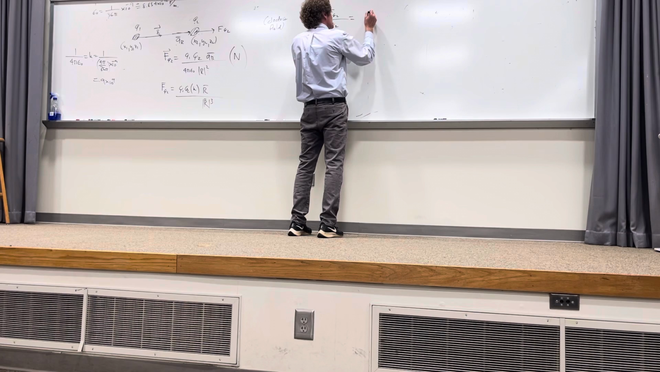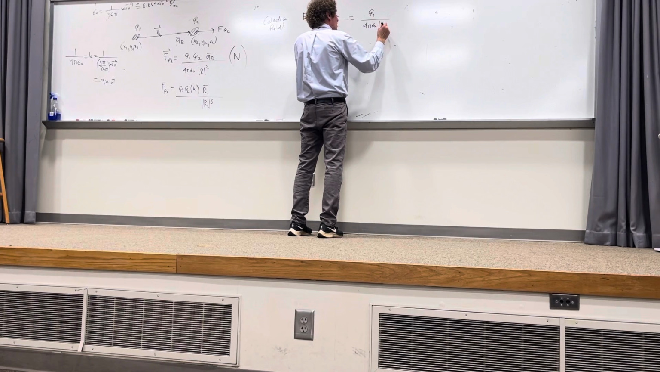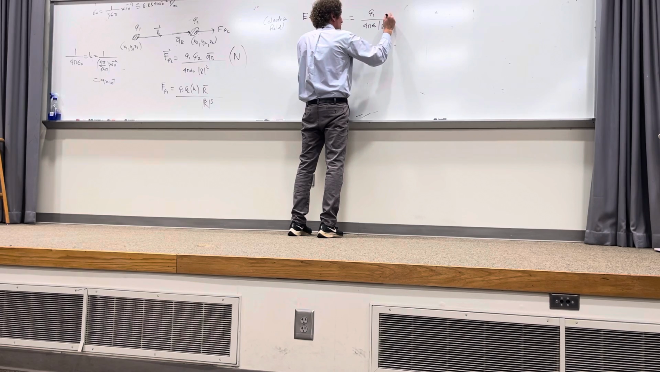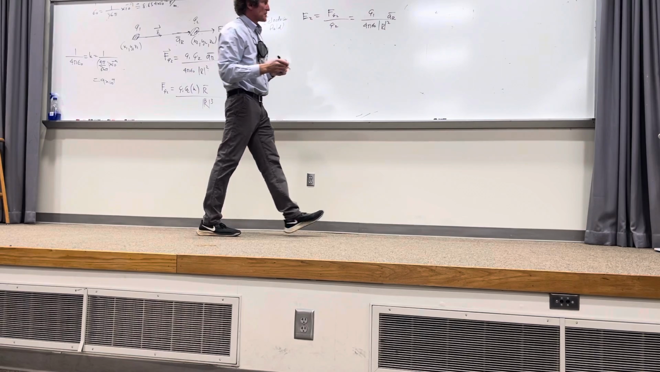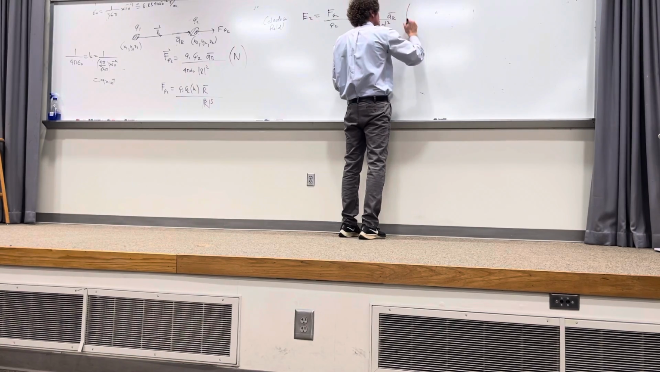And the electric field would just be Q1 over 4 pi epsilon naught magnitude of R squared, AR. I can write it this way, it's the same thing. And that would be the electric field. The units of the electric field that we use are volts per meter.